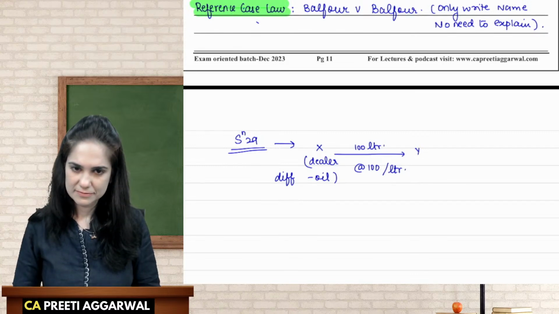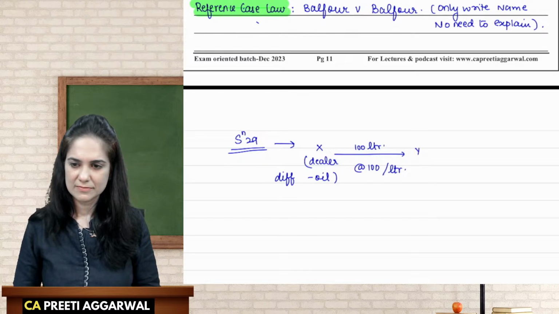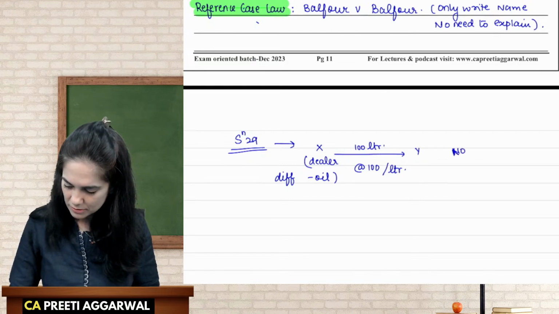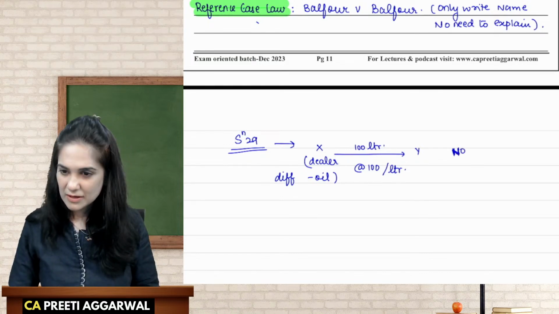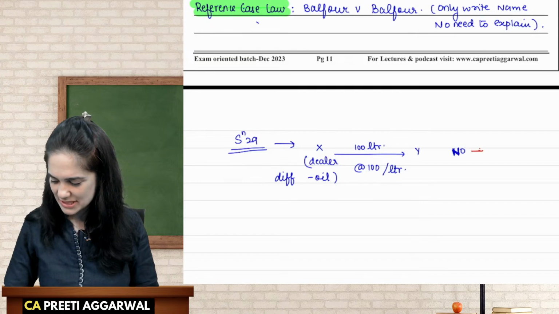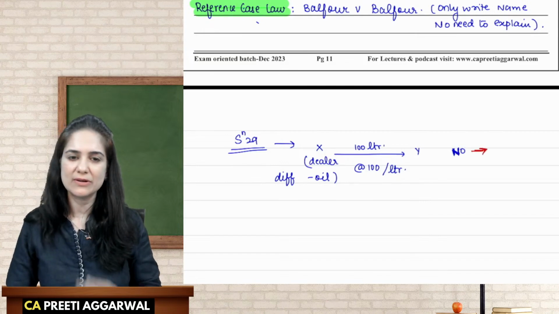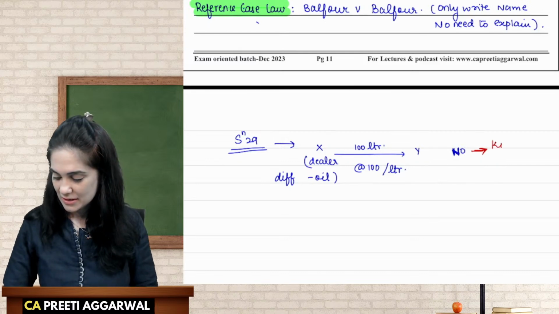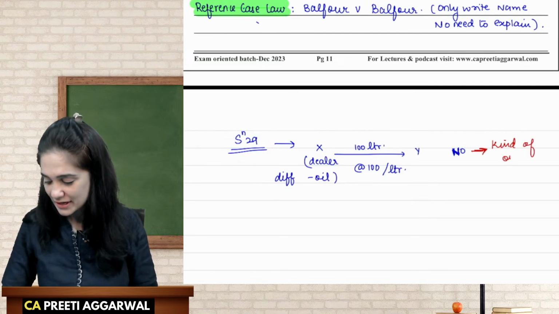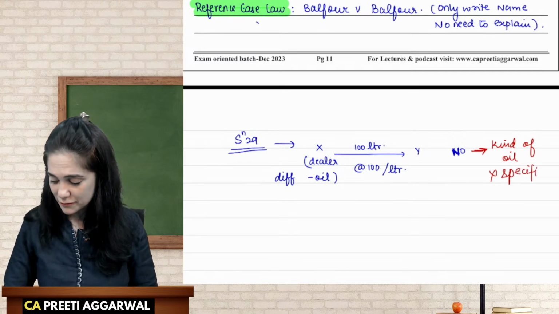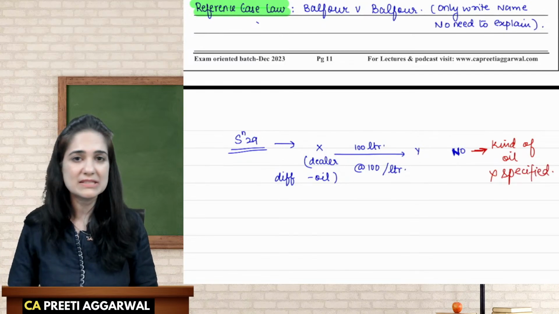Is this a valid offer? No. Why no? Yes, the answer is correct, no. But why no? Reason. Why is this not a valid contract? Why is this not a valid offer? Why will this not create a valid contract? The kind of oil is not specified. Yes? You have to write the reason also in the exam. Why is this not a valid offer?